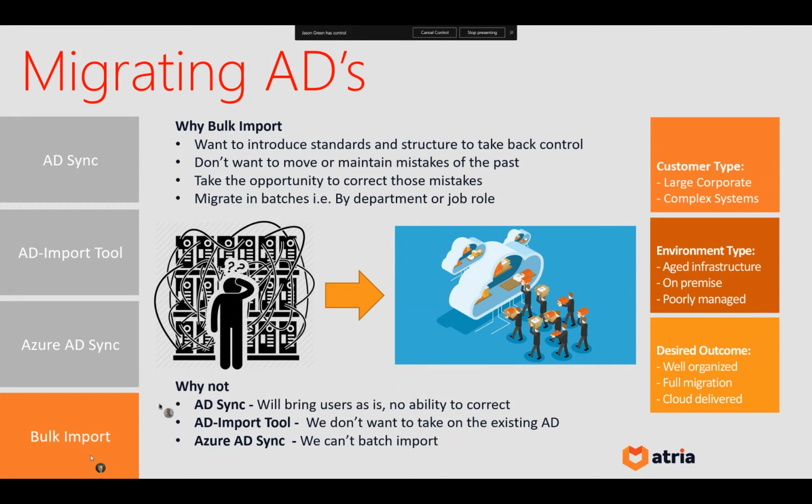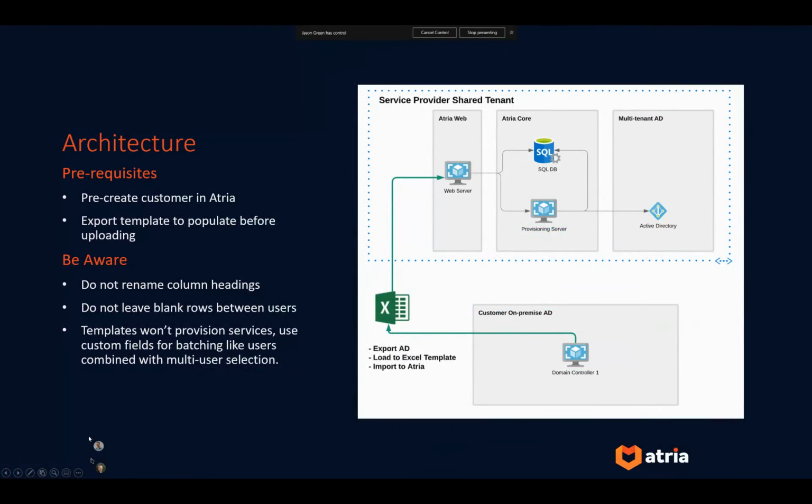So let's take a look at the architecture. It's a pretty simple technical architecture here. All of the smarts really happen inside the Excel file and the import process itself. So essentially what we're going to do is go to the customer's Active Directory. We're going to get an export of their users. We're going to take that data, import it to our import file, and upload it into Atria to create our users for us. So let's take a look at how that goes.